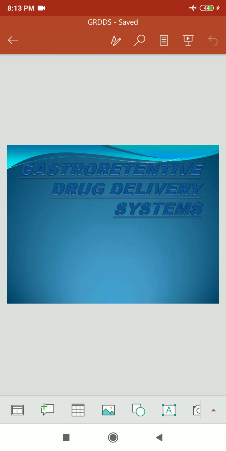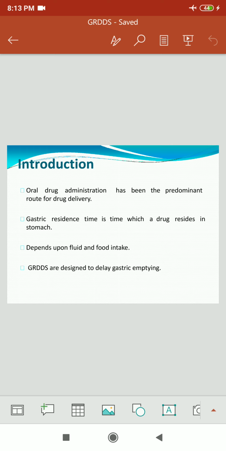Gastroretentive drug delivery system. Oral drug administration is the route for drug delivery from ancient times because it is more patient compliant and easy. Now, gastric residence time is the time the drug should reside in the stomach. This time depends on the fluid present in the stomach and also the food intake of the person.